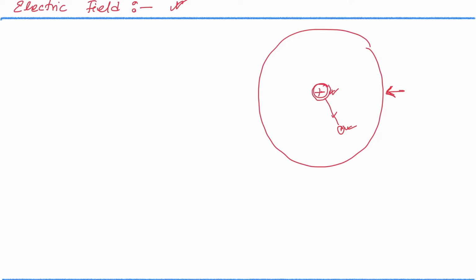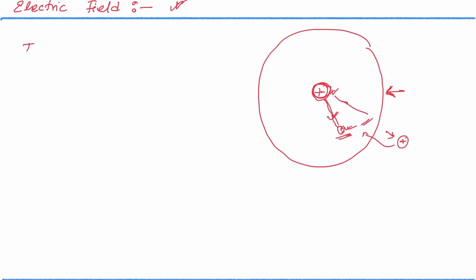This is the region where a charged body can exert electrical force on another charge kept in that region. Okay, that region is nothing but the electric field. So if you keep this charge outside this region, then this charge cannot exert force on the other charge. So it must be within this region, and that region is nothing but the electric field.